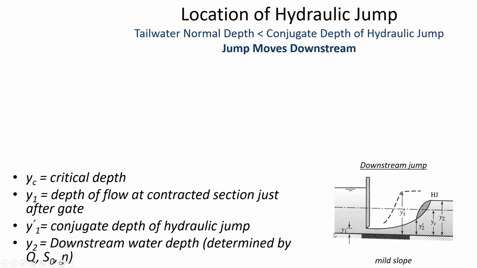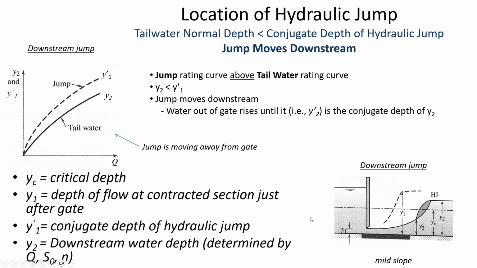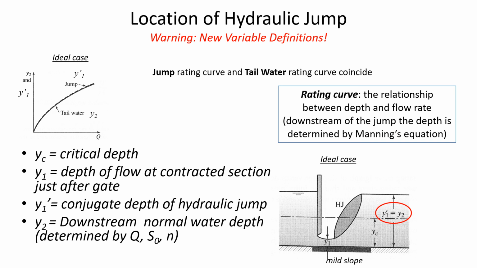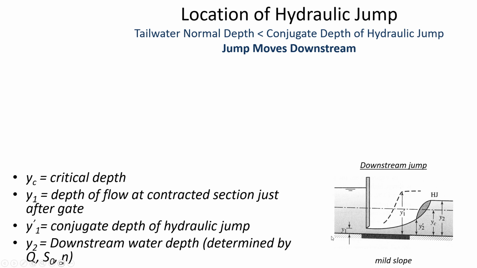This case is if the jump is further away from the gate, and that happens when the channel carries more flow than that first case. In this first case, this slope was less. This slope is more, so it's still a mild slope, but it's a steeper slope. And if the slope is steeper, then y2 is less, and so the water depth has to increase a little bit to find that lower sequent.